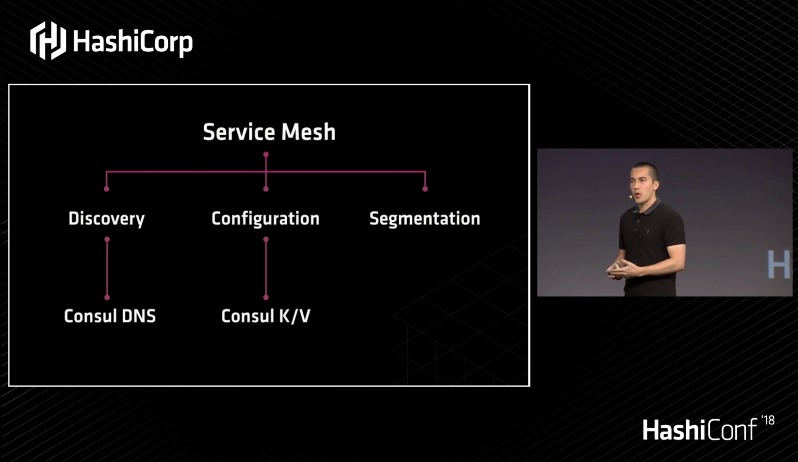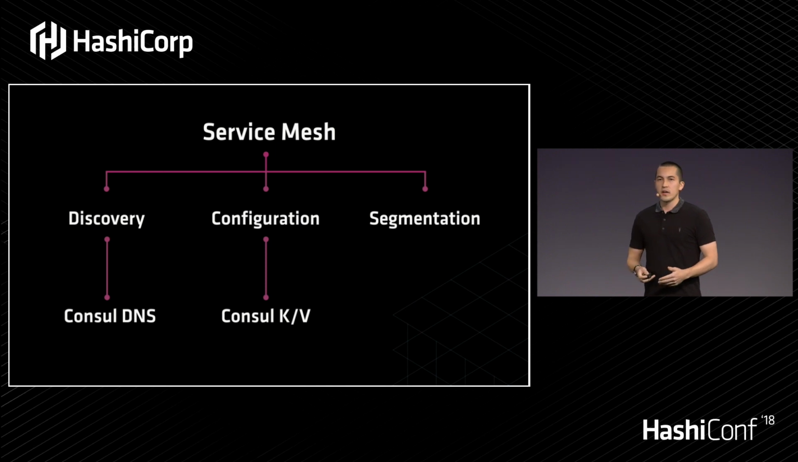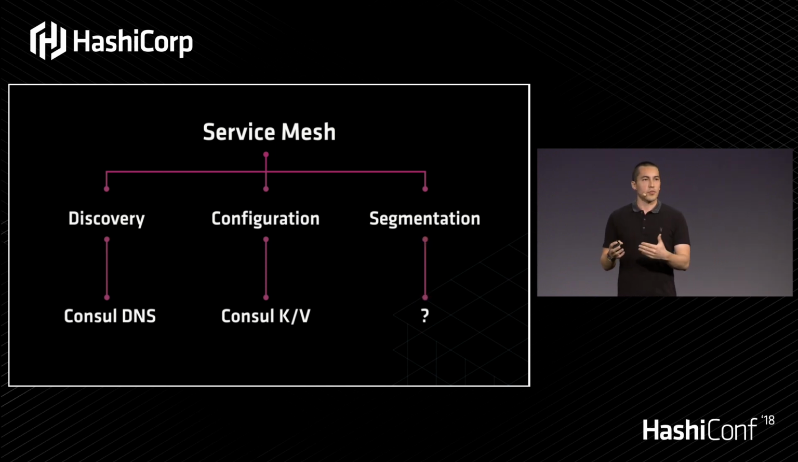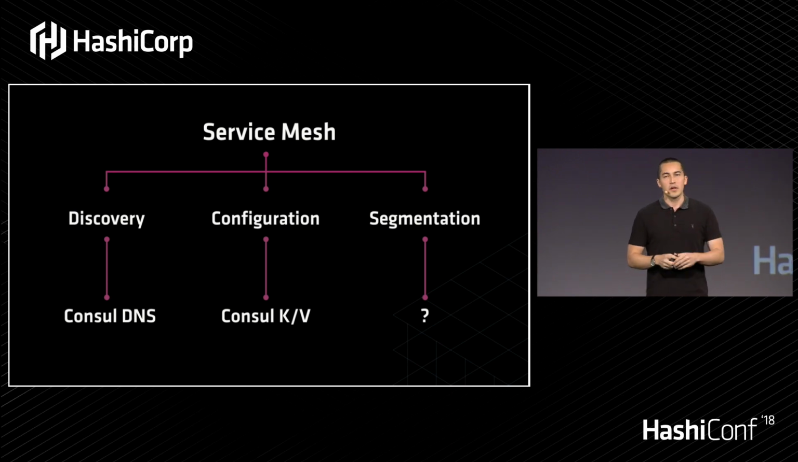The segmentation problem is one that historically we've had our users look elsewhere. You've had to find other tooling to solve this problem. And a lot of our users were solving this by tying Consul very closely to systems like Proxy or other firewall type layers in front of their services.